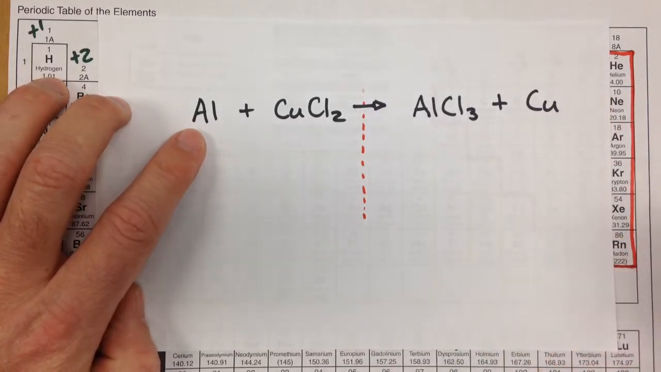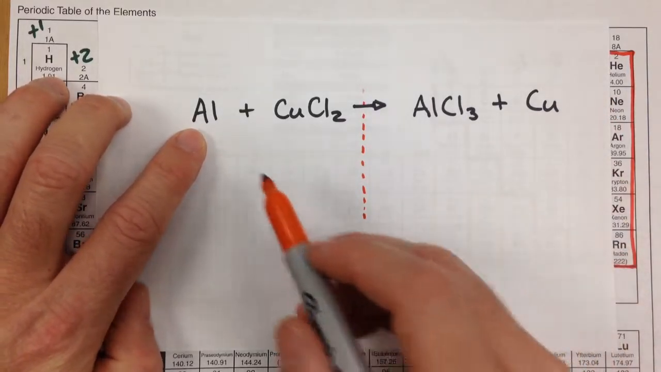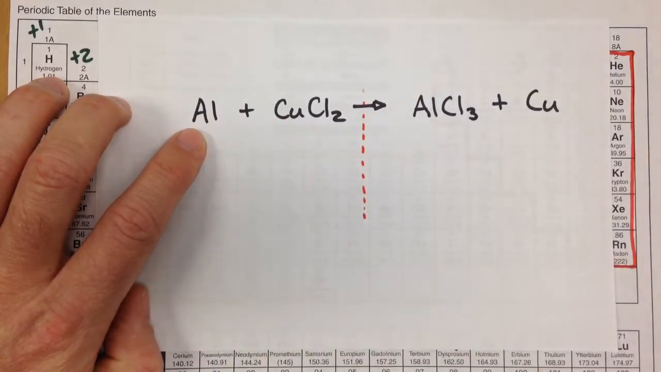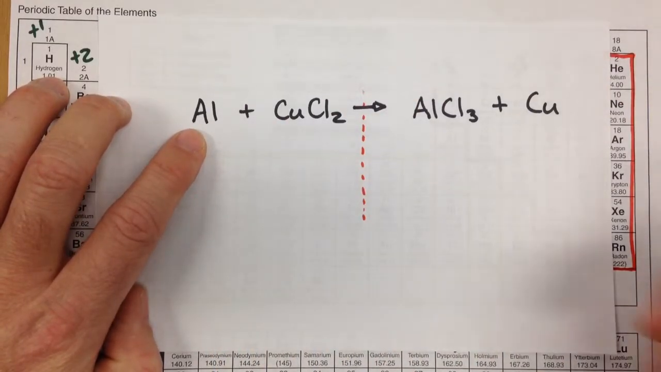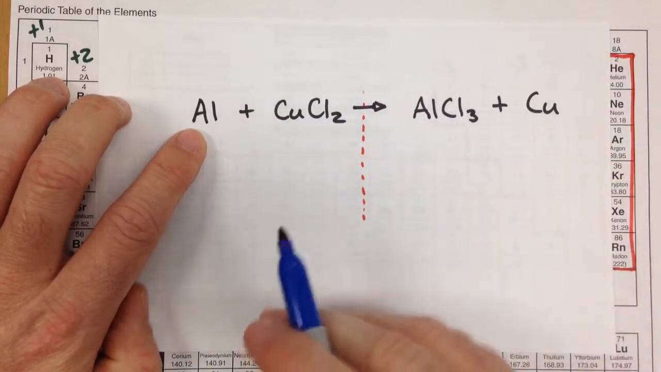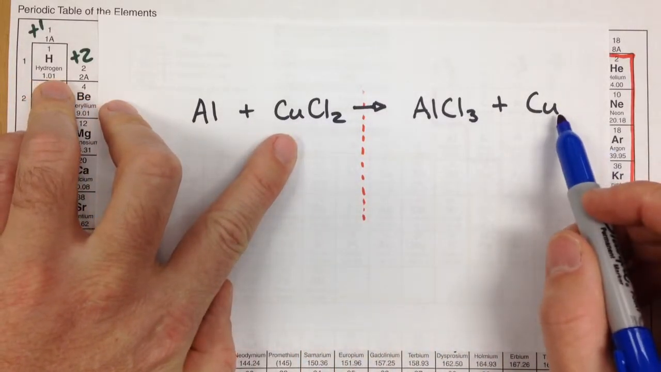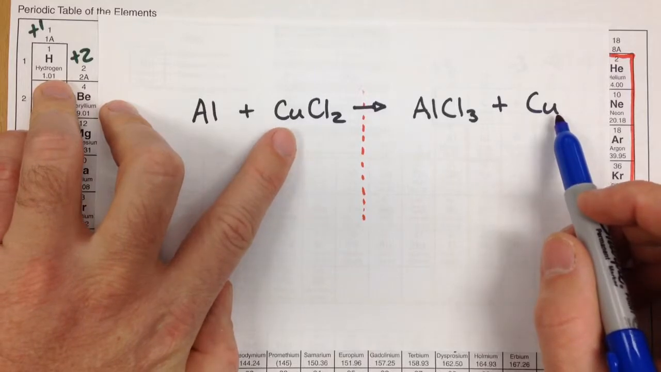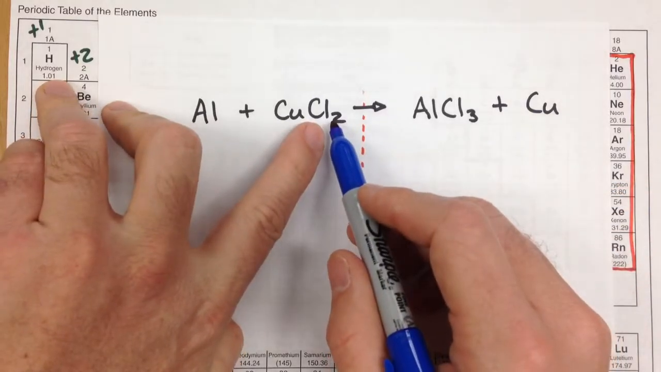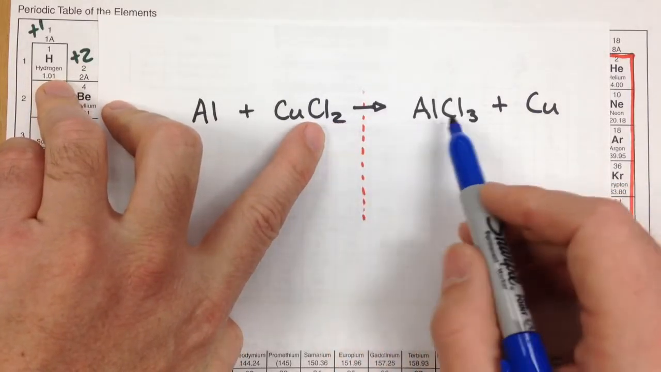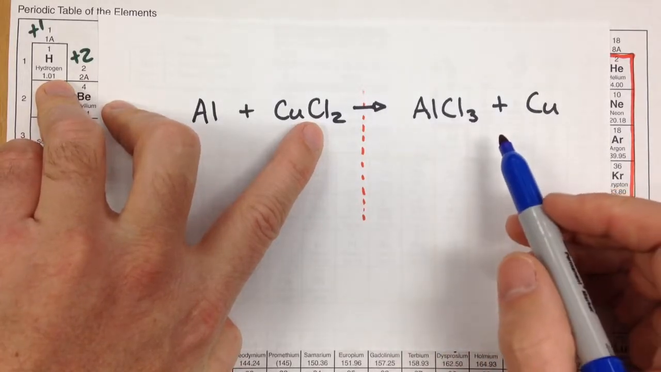And then start at the beginning. Always and only add to the side that has less. 1 aluminum on the left versus 1 aluminum on the right. Balanced. 1 copper on the left versus 1 copper on the right. Balanced. Last element, chlorine. 2 chlorines on the left, 3 chlorines on the right.